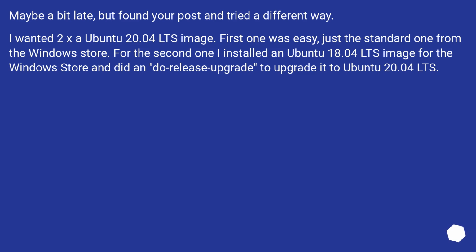Maybe a bit late, but I found your post and tried a different way. I wanted two Ubuntu 20.04 LTS images. The first one was easy, just the standard one from the Windows Store. For the second one, I installed an Ubuntu 18.04 LTS image from the Windows Store and did a release upgrade to Ubuntu 20.04 LTS.